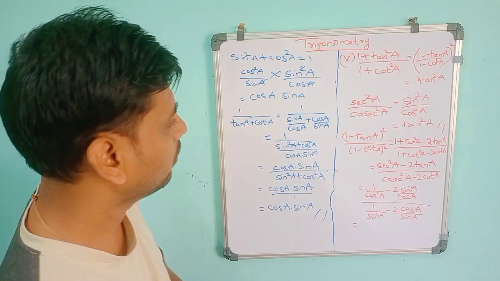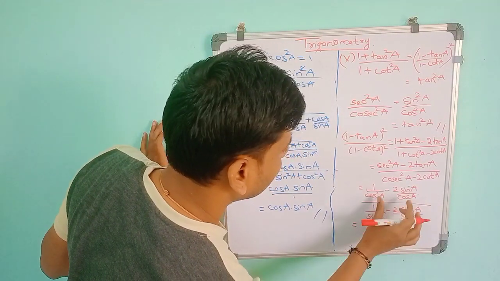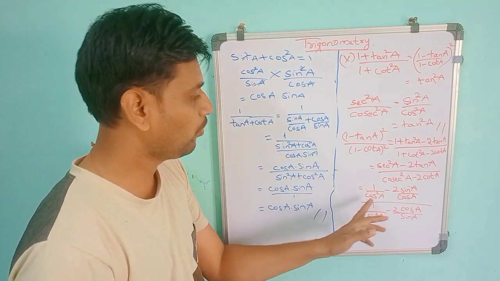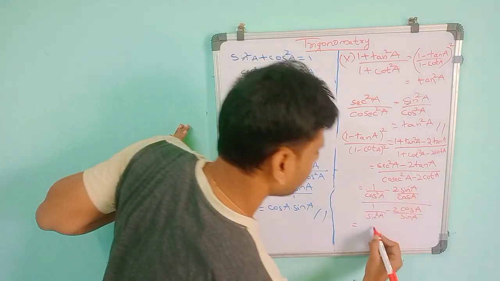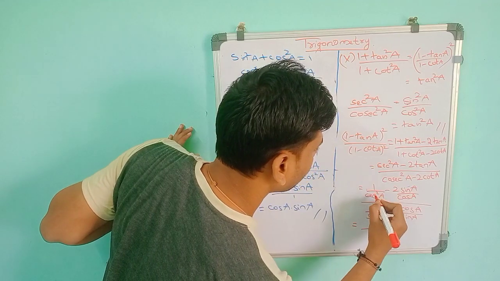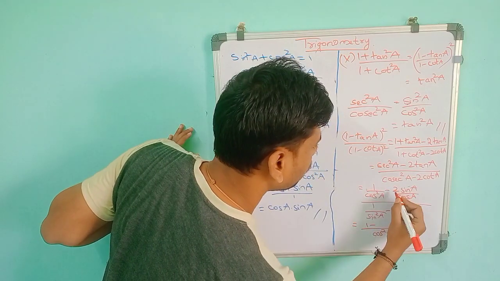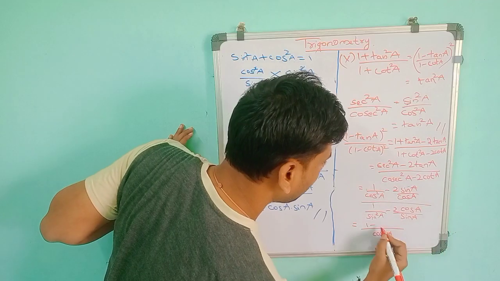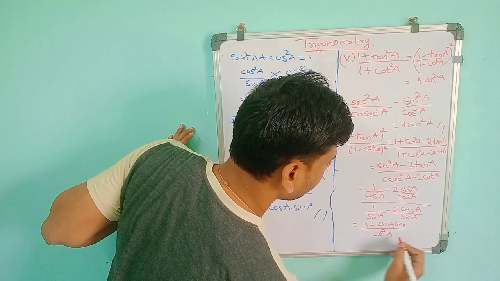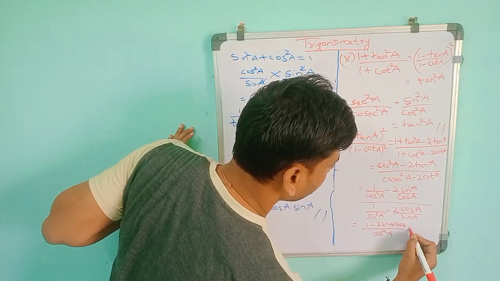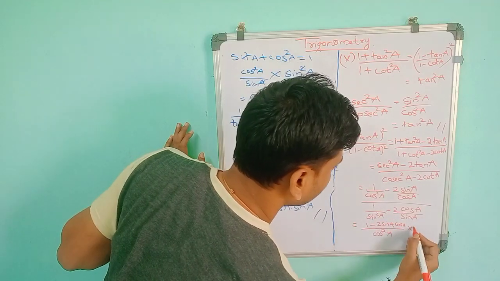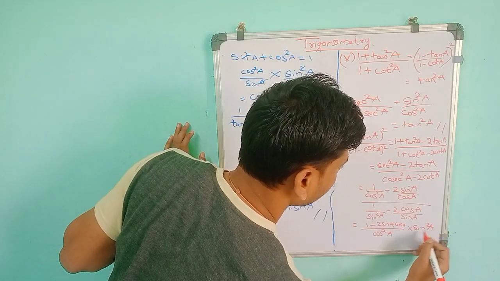Next step. So the LCM: cos square is there, cos A is there. Which has the greater power? 2 is there. So the LCM will be cos square A. Here cos square is nothing, only 1. Then cos A is there, so to make cos square we have to multiply by cos A. So 2 sin A cos A. That whole divided by this, downside is sin square A, it will be sin square A.